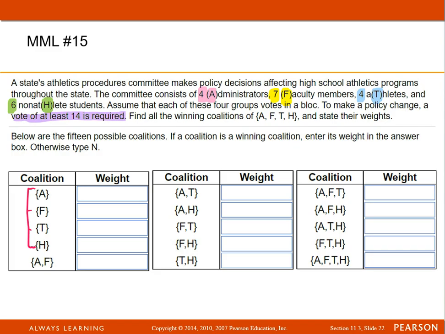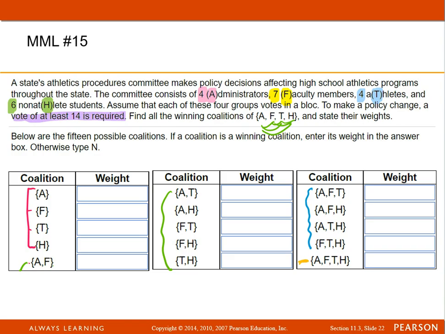And then you've got the doubles, the first double and then the rest: AF, AT, AH, FT, FH, and TH. And then you've got your triples right here. And last but not least is the group itself right there, AFTH.